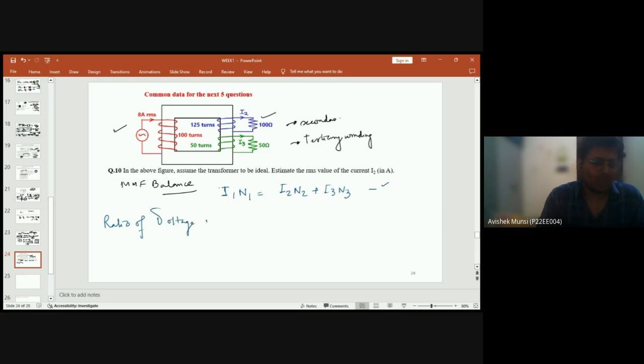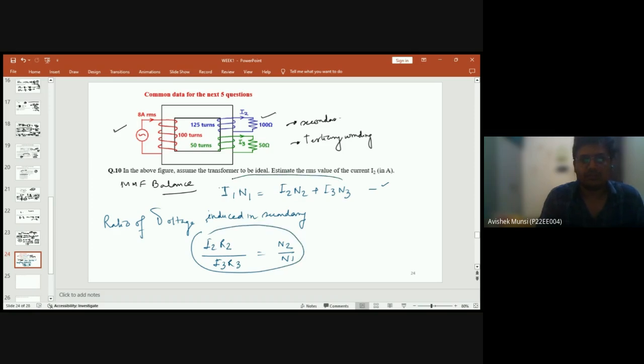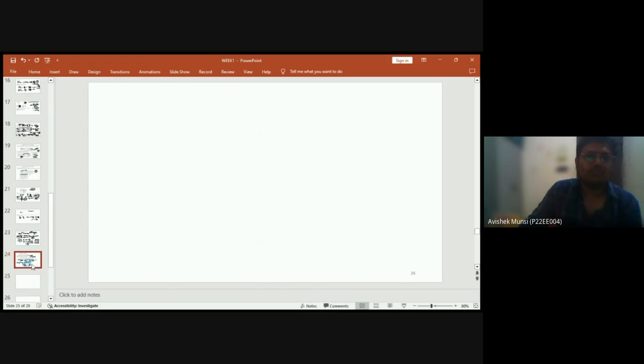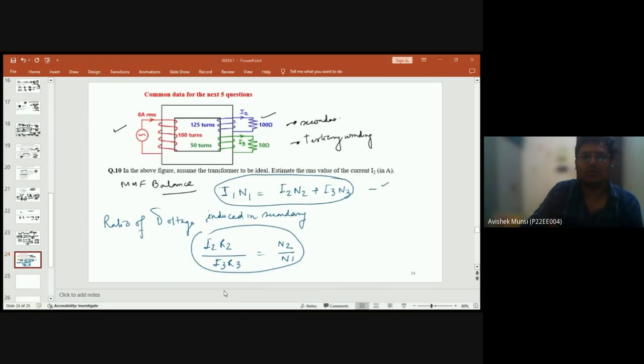Use this formula, and next, the ratio of voltage that will be induced in secondary, that is equal to I2R2 by I3R3 equal to N2 by N1. Use this formula and this formula to solve the problem. Okay. I'm giving 5 minutes because you have to solve it.